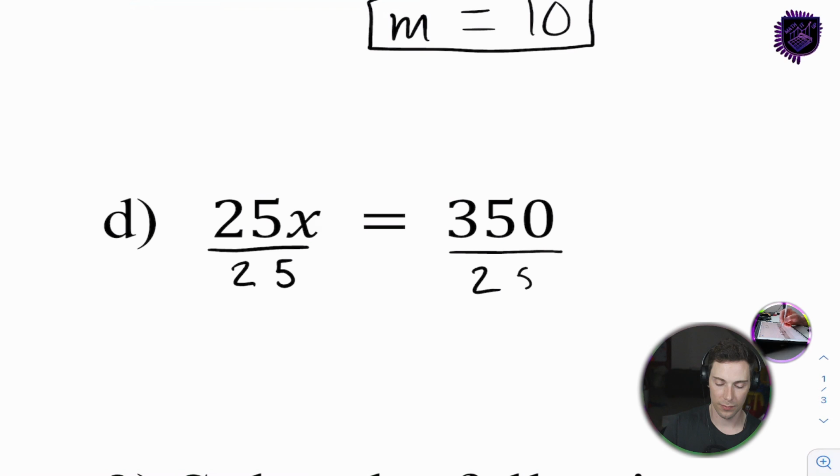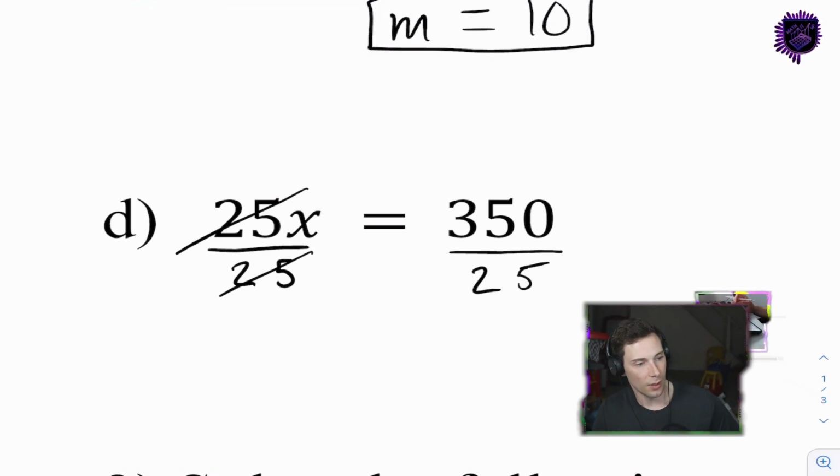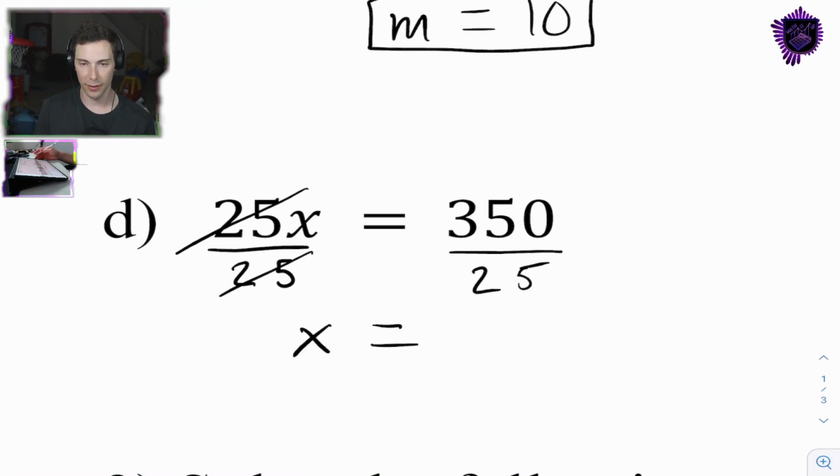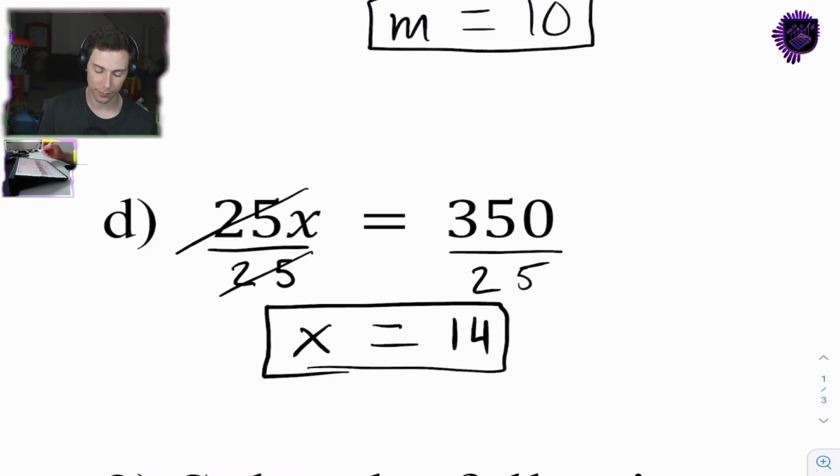25 to isolate our x. So on this side, x cancels out, and we are left with x is equal to 350 divided by 25. Now, 25 goes into 100 4 times, so that's 12, 13, 14. X is equal to 14. That is our answer.